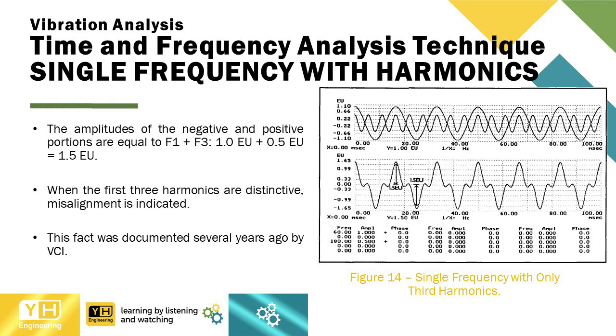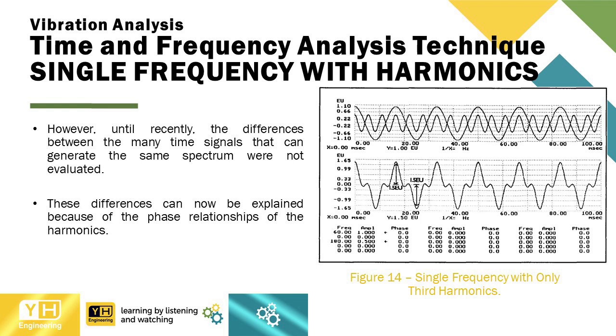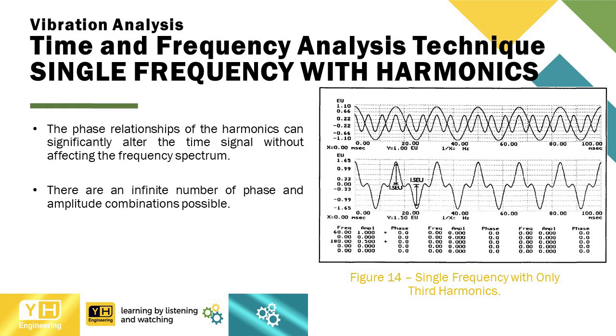When the first three harmonics are distinctive, misalignment is indicated. This fact was documented several years ago by VCI. However, until recently, the differences between the many time signals that can generate the same spectrum were not evaluated. These differences can now be explained because of the phase relationships of the harmonics. The phase relationships of the harmonics can significantly alter the time signal without affecting the frequency spectrum. There are an infinite number of phase and amplitude combinations possible.